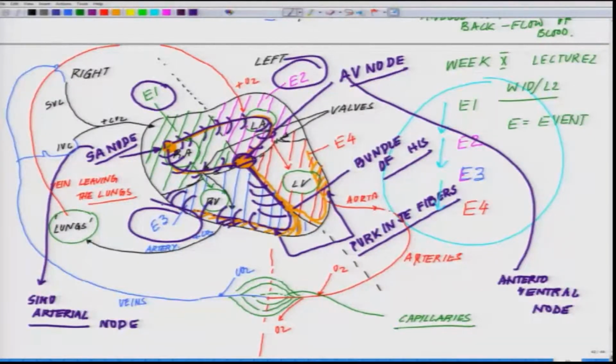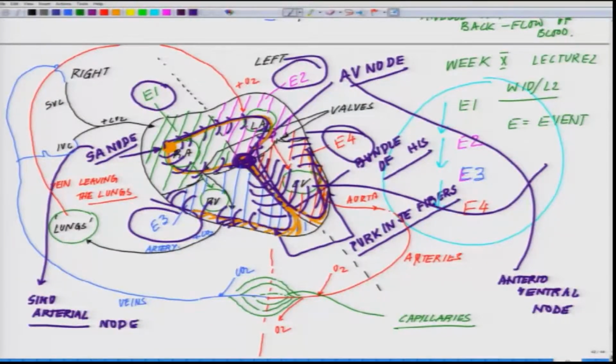Okay. Whereas the last of the events which get initiated from here, where the electrical impulse is, so this is the circuit, like this, like this, like this. Okay. That is where the impulse is moving like this, and this one is your E4. So, these 4 events are regulated by this wonderful conduction system, which is so very well laid within the framework of the heart. Is that clear?